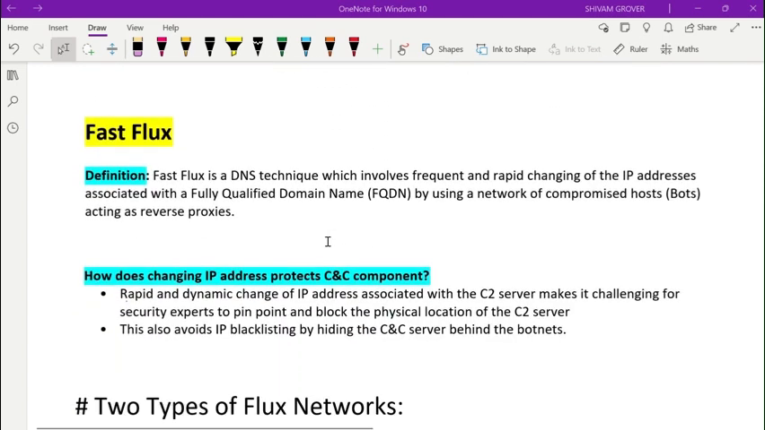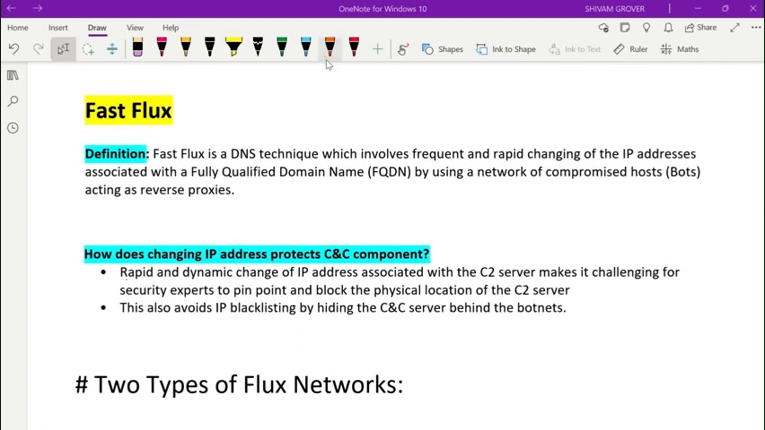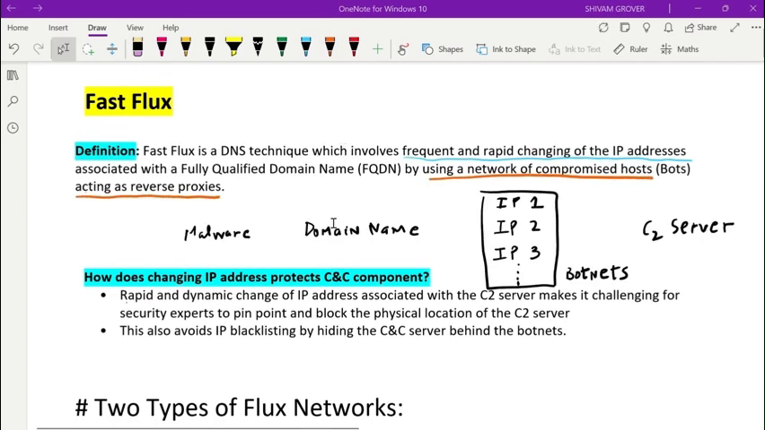Now let's talk about fast flux. It is a DNS technique which involves frequent and rapid changing of IP addresses which are associated with a particular domain name. And this process uses a network of compromised hosts which act as reverse proxies. And this process can be understood with this diagram.